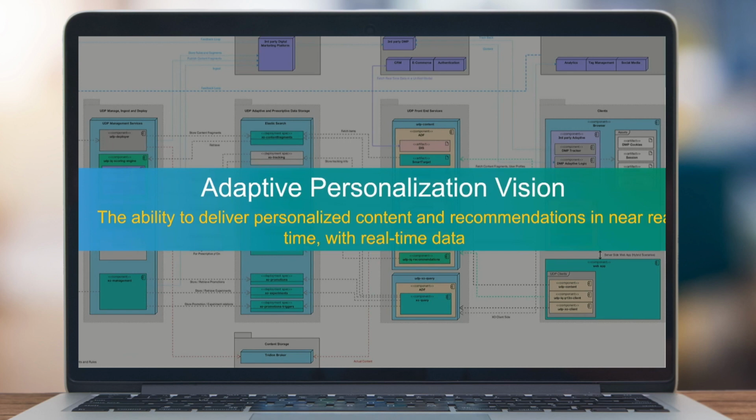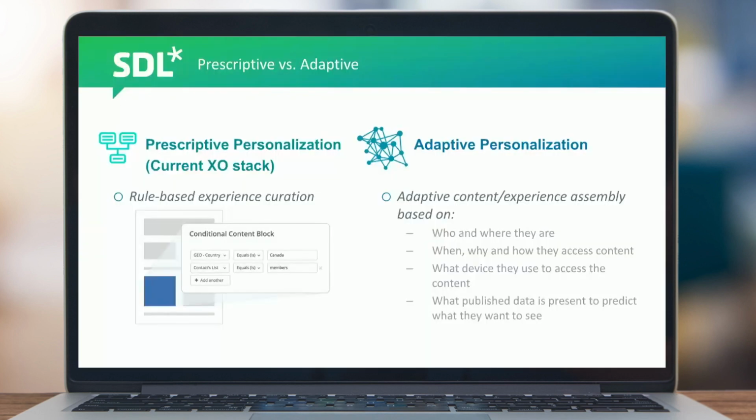This is basically different from prescriptive personalization because it's more the ability to deliver personalized content and recommendations in near real time and with real-time data. But what's also quite an important aspect to it is that it can be self-learning. And yeah, how does it differ in reality from the prescriptive personalization part?